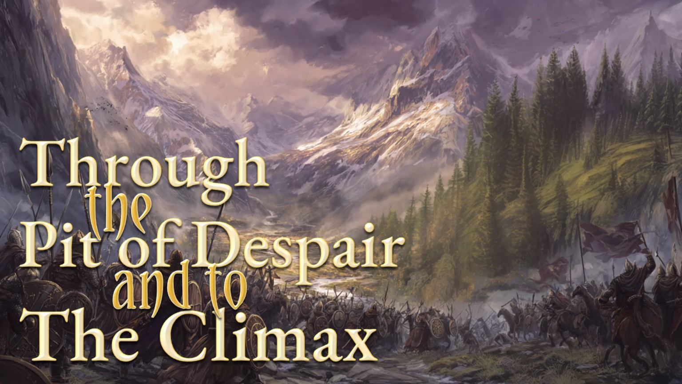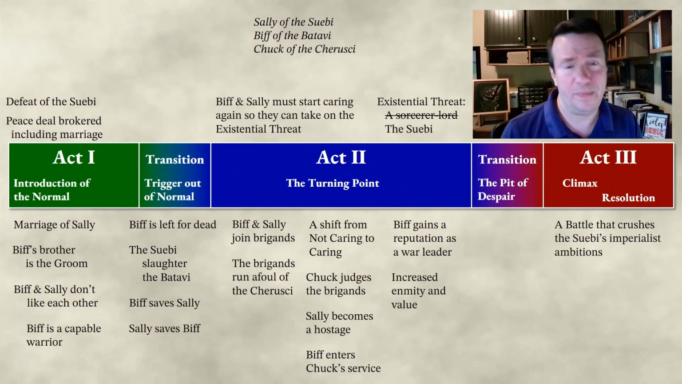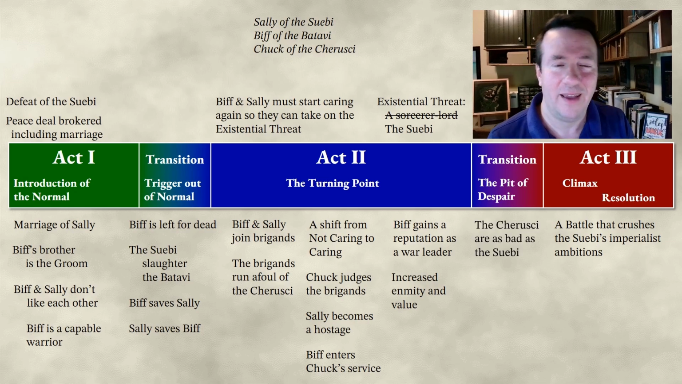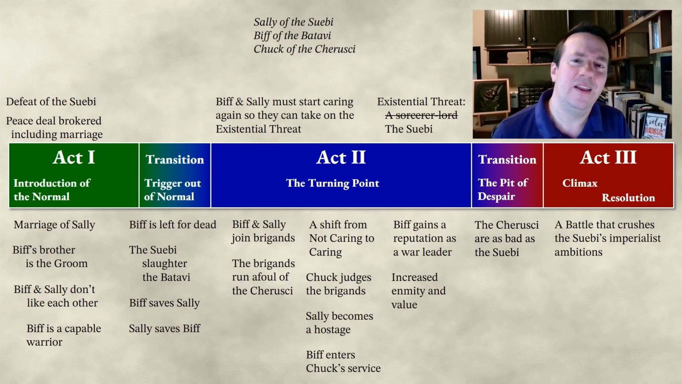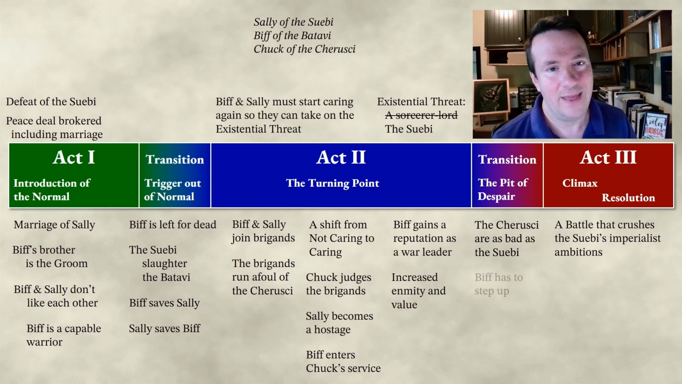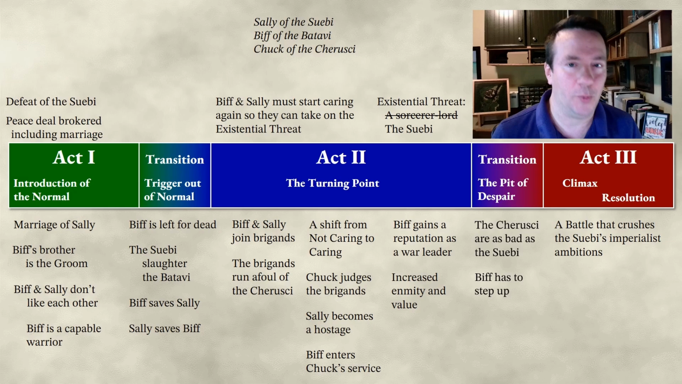But the three-act structure always has a point where things go terribly wrong. The pit of despair. I think a good pit here would be when Biff and Sally come to the conclusion that Chuck and the Cheruski are no better than the Suebi. Everyone is equally bad, and there are no heroes. Is there anything worth fighting for if no one's better off in the end? The climb out of this pit that ultimately leads to the climax would be Biff coming to the grudging conclusion that he has to step up and defeat both the Cheruski and the Suebi.